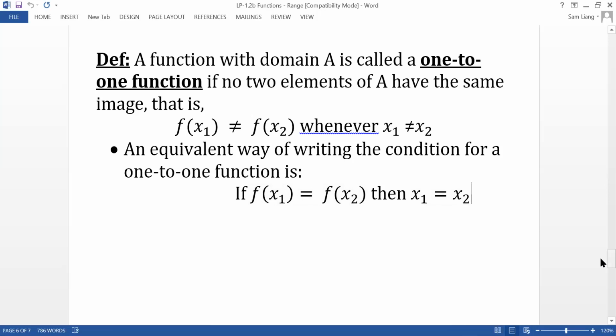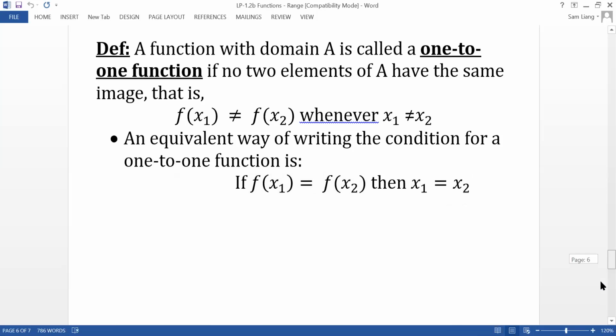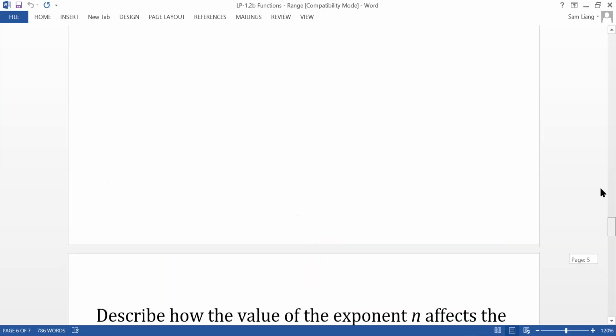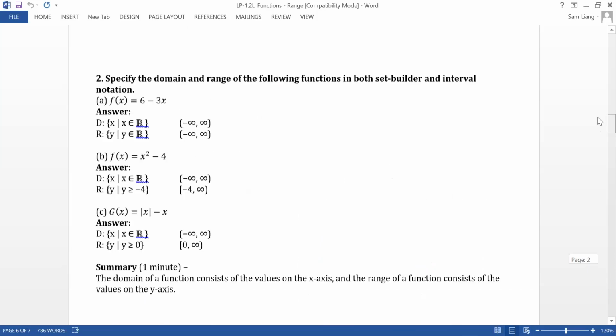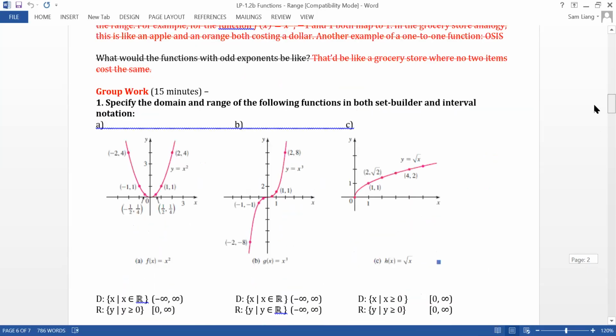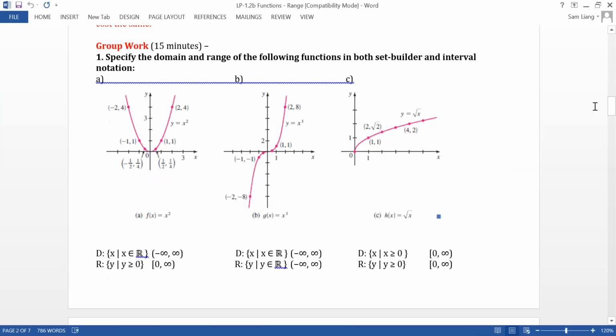So whenever you think of one-to-one functions, think of ID numbers or OSIS numbers. With that being said, let me get to the next part. I think it's the worksheet. Yeah, just the worksheet, and then we'll be done for today. As always, I'm going to post this on Google Classroom, so please try this on your own, and then I'll go over the solutions here in this video.